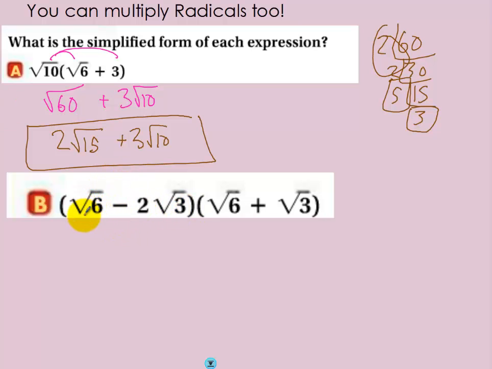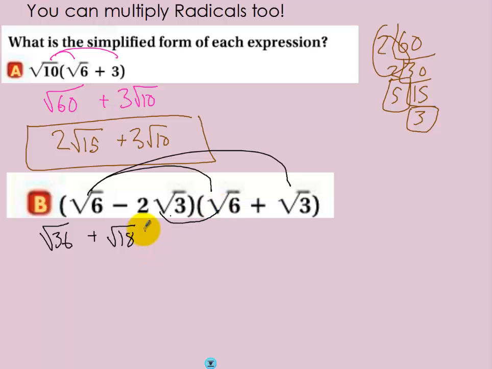I can FOIL these, so it's multiplying binomials, just like there were variables here. So I'm going to do the FOIL method. Square root of 6 times square root of 6 is square root of 36. Square root of 6 times square root of 3 is going to be plus square root of 18. 2 square root of 3 times square root of 6 is going to be negative, 2 times 3 times 6 is square root of 18. And then the last one, negative 2 square root of 3 times square root of 3 is going to be minus 2 square root of 9.